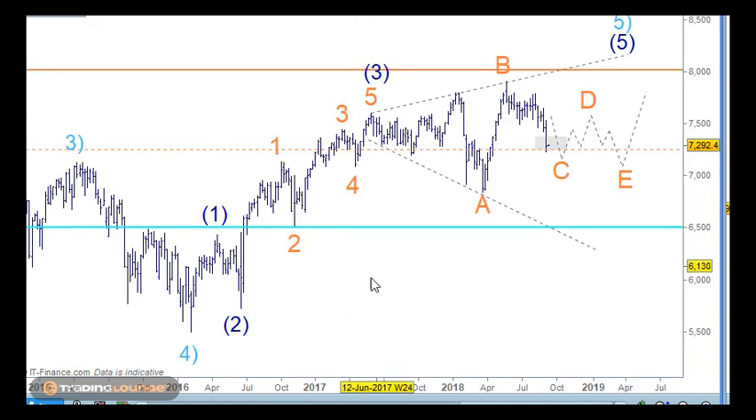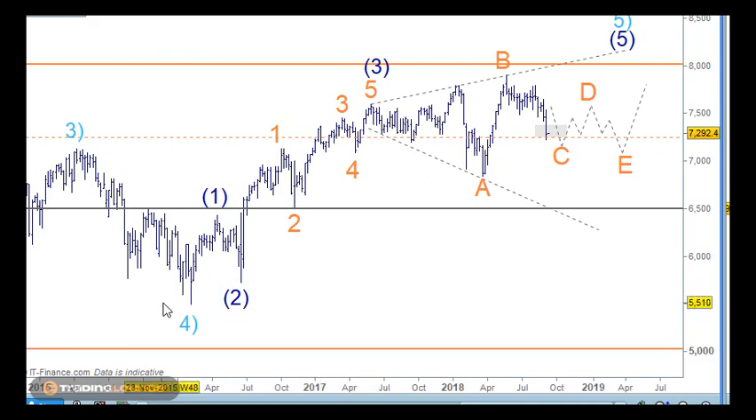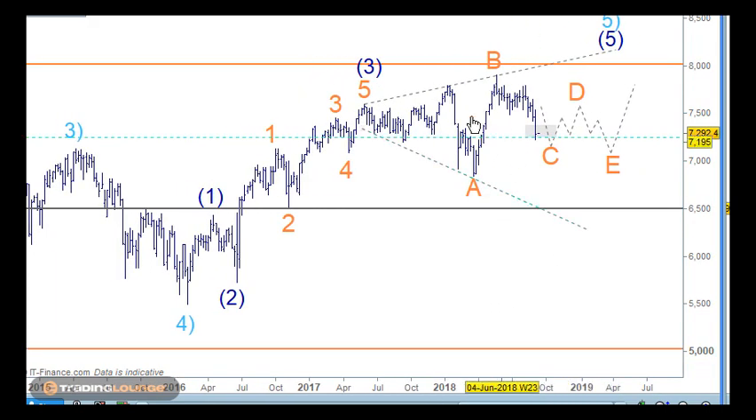So if I was counting up from this, this is a weekly chart now. So from wave 4 here, we've got wave 1 and 2 here. And then we can look at this as wave 1 and 2 and 3 and 4 and 5 here for wave 3. So it's possible to have, where's my wave 4 gone?